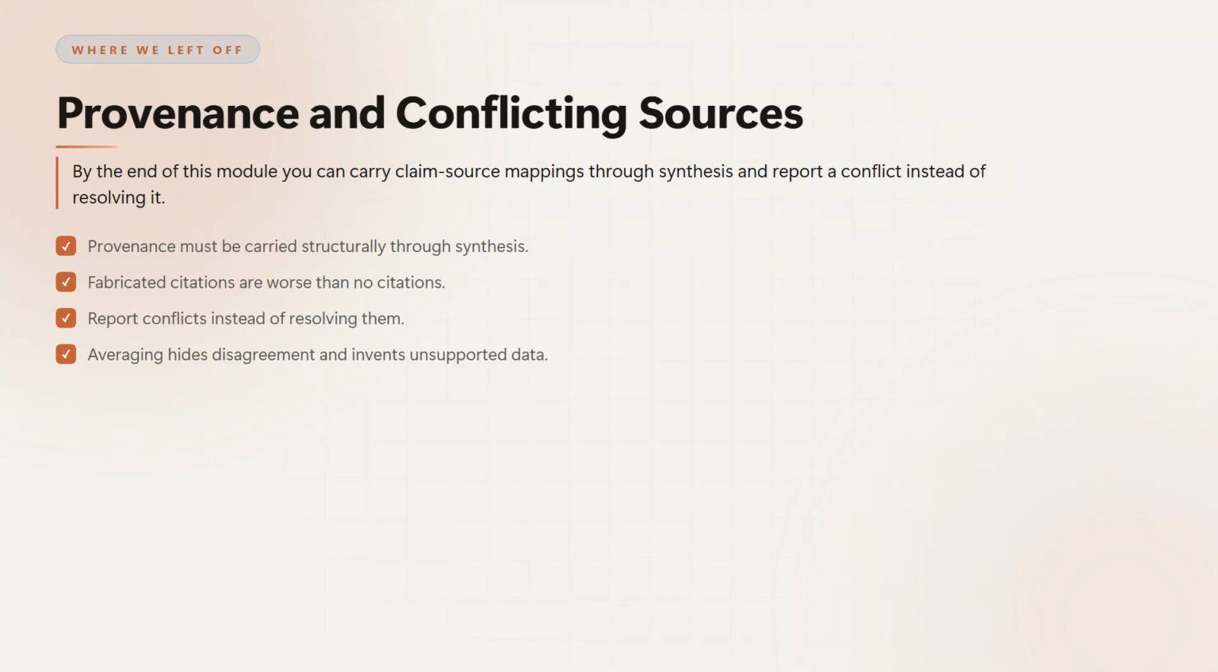Now we turn to the 6 exam scenarios. Each one presents a different binding constraint, something that rules out a naive approach, and your job is to identify that constraint, pick the proportionate fix, and name what it costs. Let's start with the first scenario.